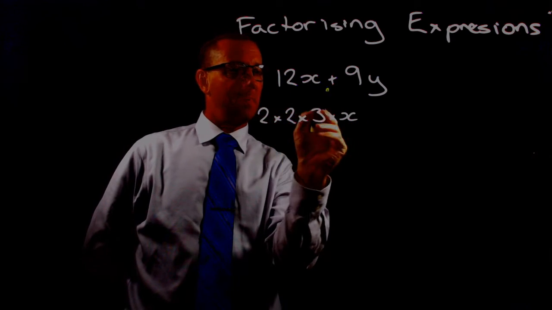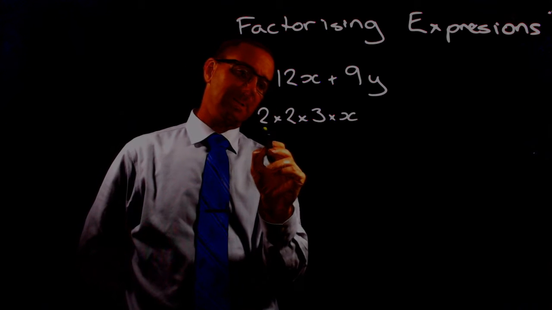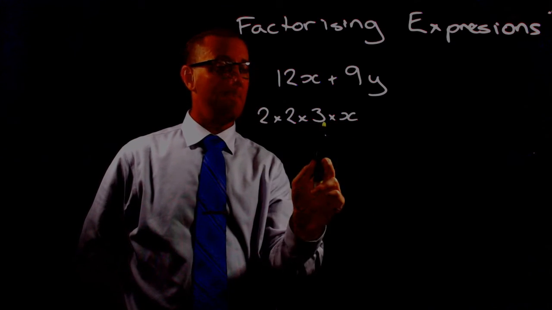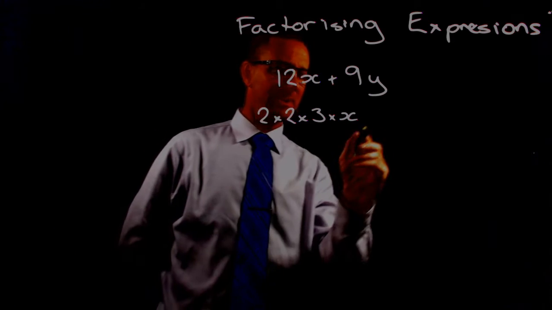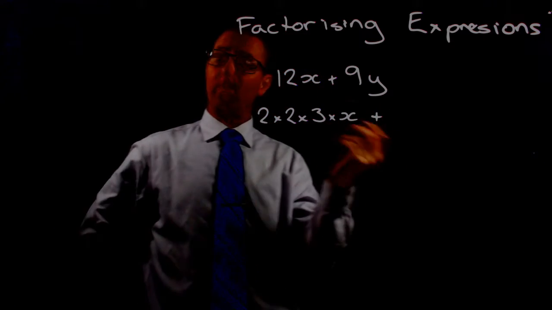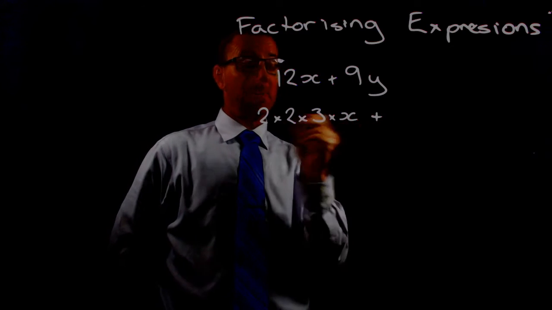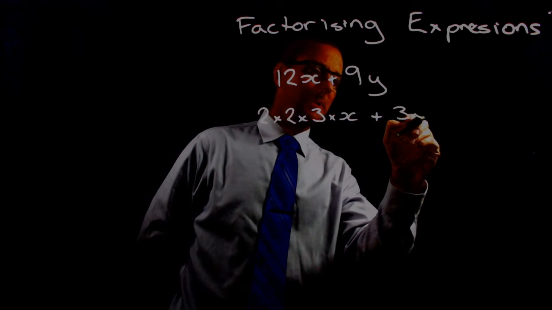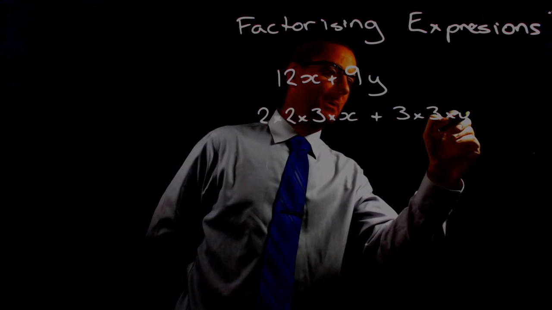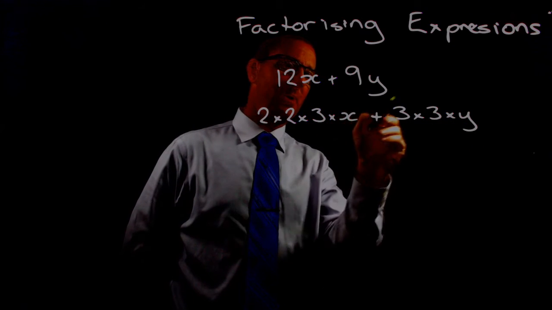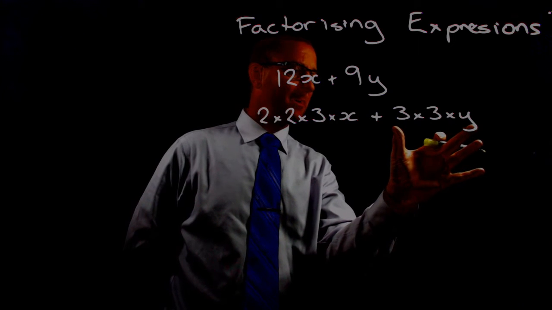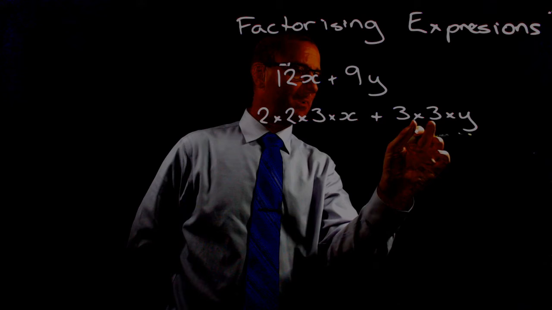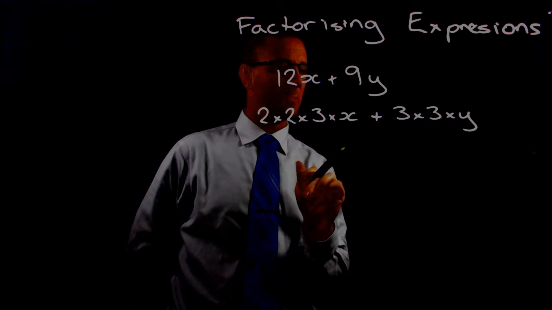And so now that first term, the 12x, is expressed as a product of prime factors, because 2 is prime and 3 is prime. Now our second term, 9y, once again, that's 3 times 3, and 3 is prime. So we can break that down into 3 times 3 times y. And so we've got our 9y term broken down into the product of prime factors, 3 times 3, they're both prime, times y.